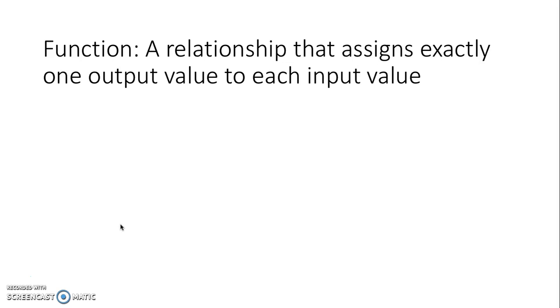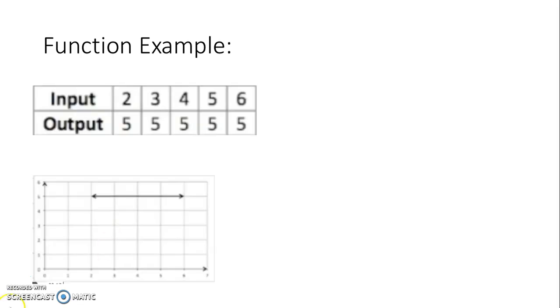So in words, the definition of a function is a relationship that assigns exactly one output value to each input value. So let's take a look at what that means exactly. On this table, we have input and output. And in the definition, once again, it says a function is a relationship that assigns exactly one output value to each input.